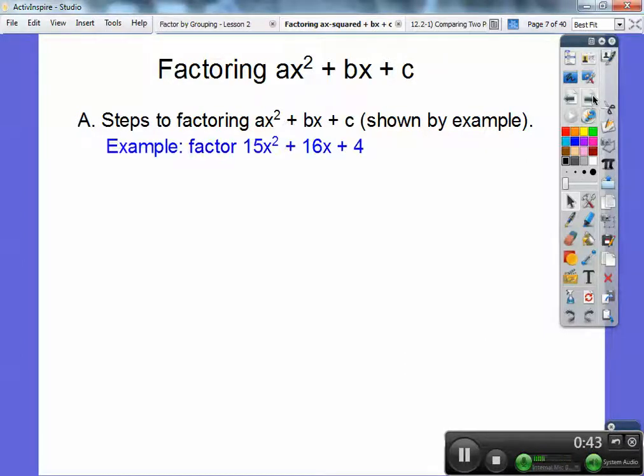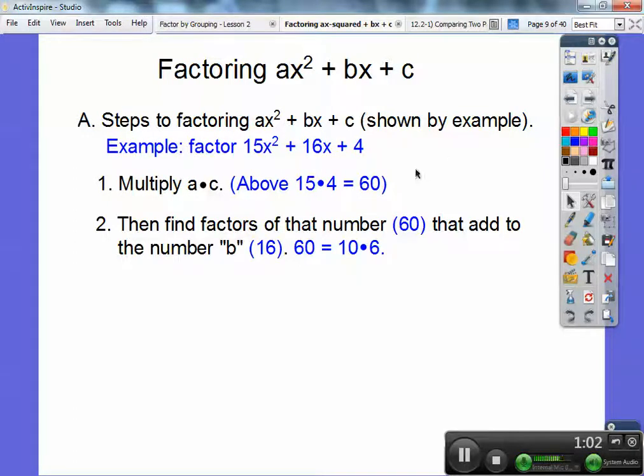So the first step is we're going to factor 15x squared plus 16x plus 4. What I'm going to do is multiply this a and this c together. So I multiply 15 times 4, which equals 60. And then the second thing I do is I ask what factors of 60 add to this term right here. Hopefully you know that 10 times 6 also equals 60, and 10 plus 6 equals 16.